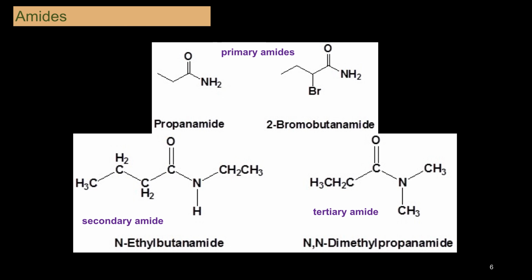The bottom right amide has 3 carbons in the carbonyl chain, and the nitrogen has 2 methyl groups attached. It is called N,N-dimethylpropanamide. This has been part 2 of your mini lecture over organic functional groups.